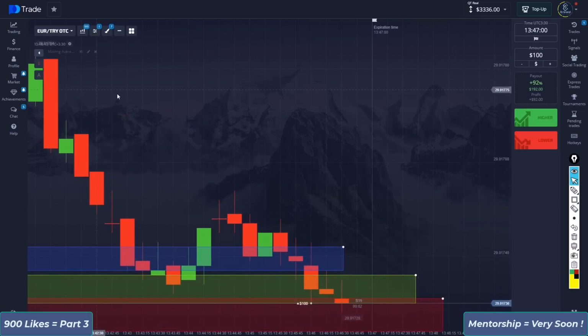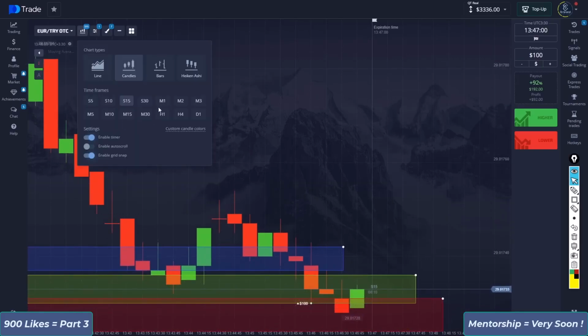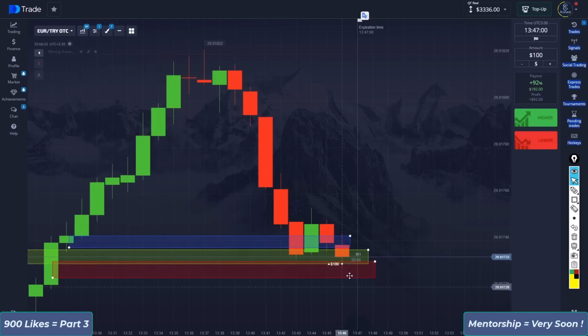Okay, so there are 15 seconds left. This candle should be green. All right. And if you go to the 1 minute, you will see how beautiful it's going to close above that. Okay, that's it.